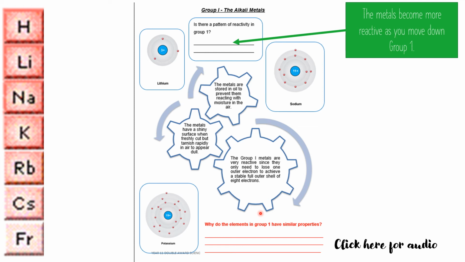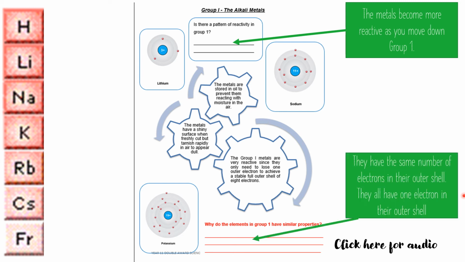And then the final question at the bottom of the page: why do the elements in group 1 have similar properties? You could be asked this question for any group. Why do the elements in group 6 have similar properties? Why do the elements in group 3 have similar properties? Your answer will always be the same. Remember, properties are determined by outer electrons. So why do the elements in group 1 have similar properties?